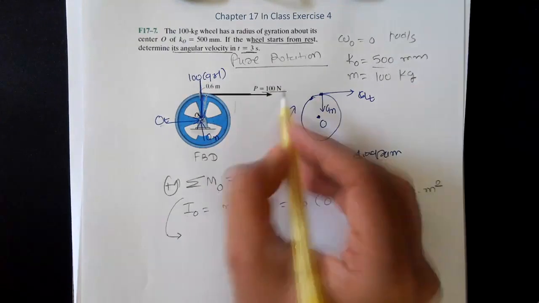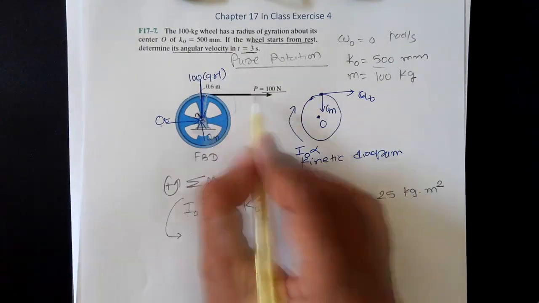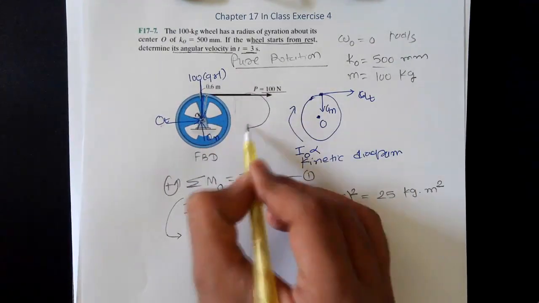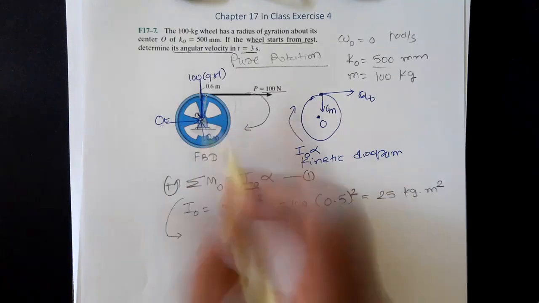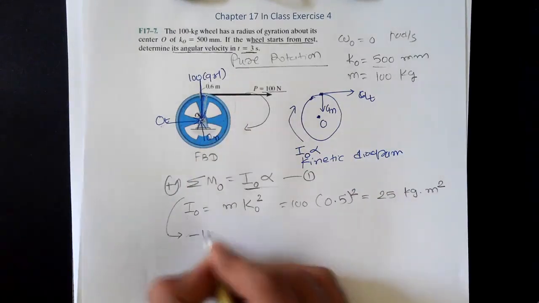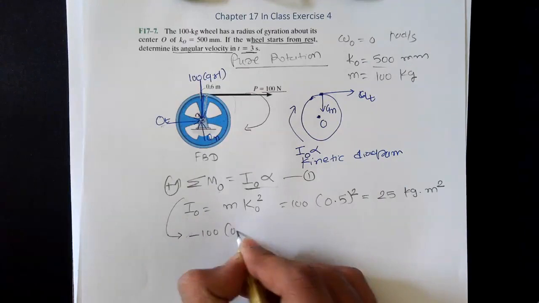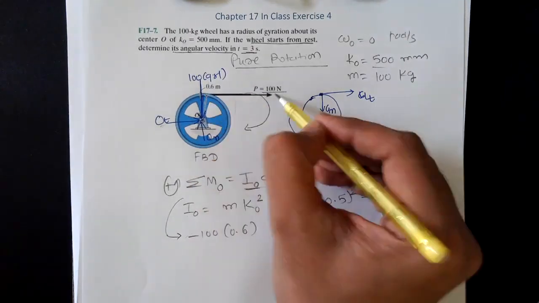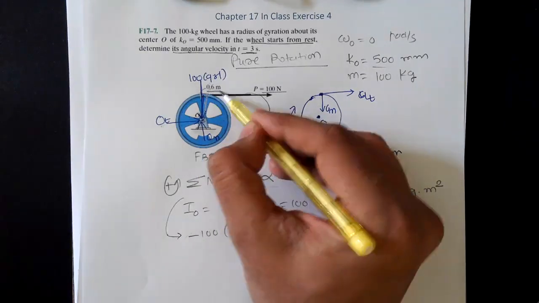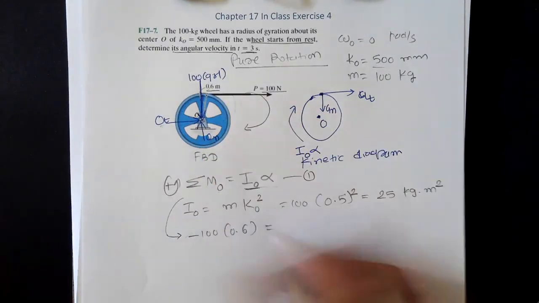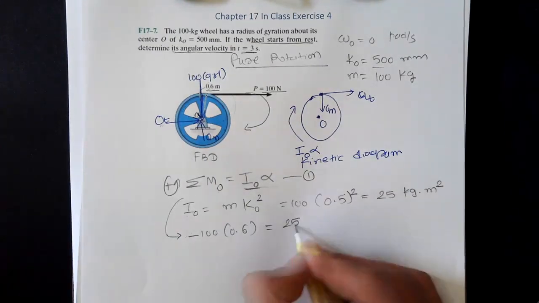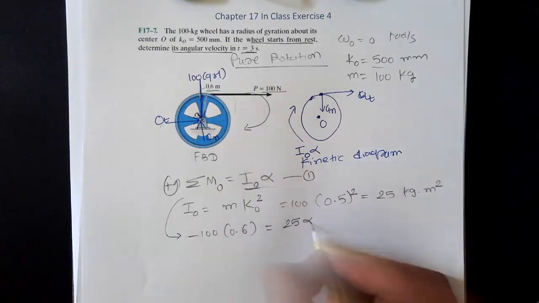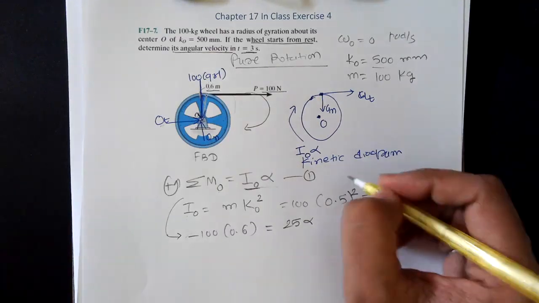Okay, so 100 newtons about O, and this is clockwise. When you pull this force, this moment is clockwise on the wheel, so it's negative. So it's minus 100 into 0.6, the distance between point O and the line of action of P, which is nothing but the radius of the wheel, that is 0.6 meters, equal to I0 alpha, which we already have calculated is 25 alpha.